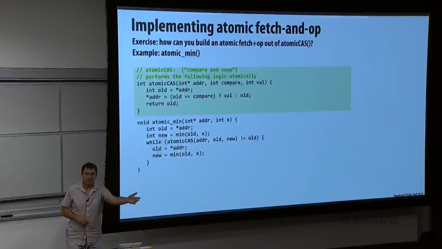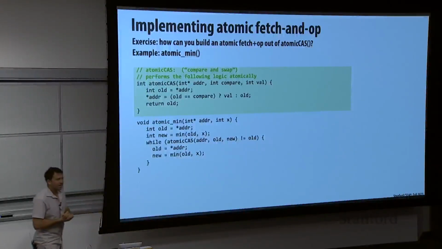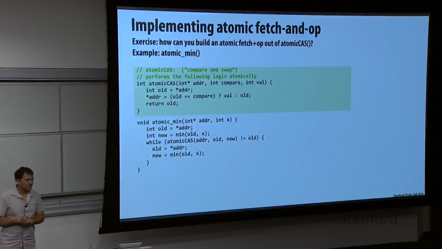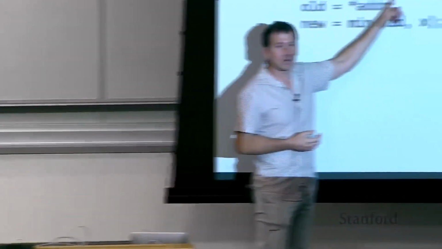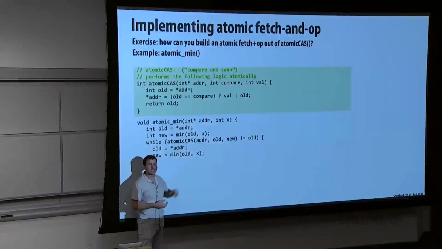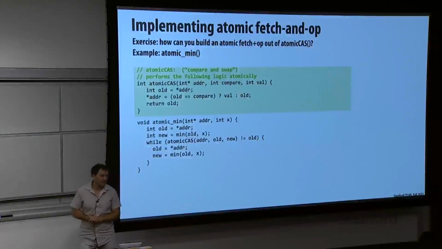Okay. Actually, did I miss anybody? Yeah, go ahead. Is there any extra overhead that's caused when you call atomic compare and swap, regardless of whether it succeeds? Well, let's talk about it. What is the overhead of atomic compare and swap?